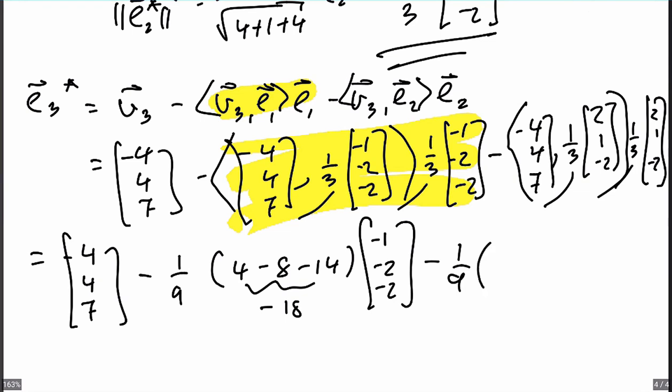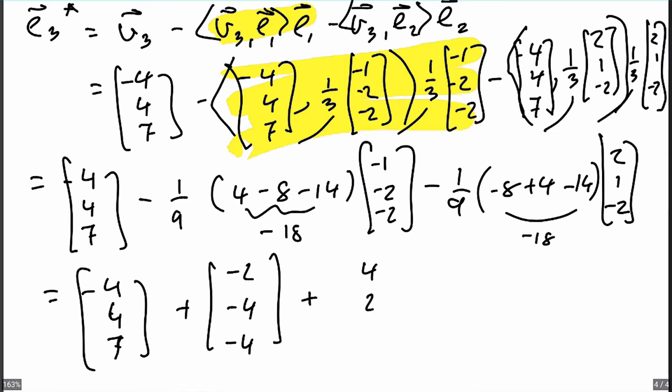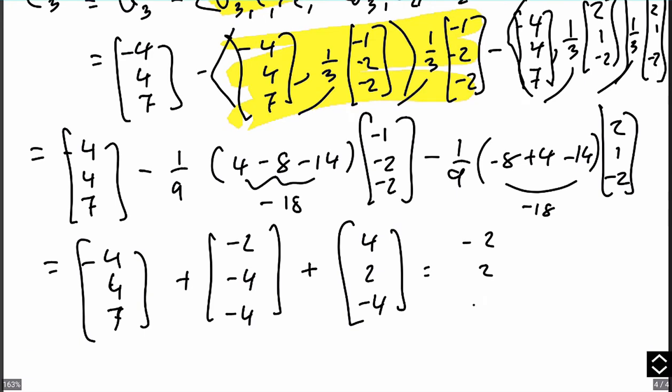And then the inner product of this vector with that vector, so this is minus 8 plus 4 minus 14, and the vector 2, 1, minus 2. So this is 2 plus 2. This is minus 2, minus 4, minus 4. And this is again minus 18. So again, this will be plus 2. So this will be 4, 2, minus 4. So altogether, this is minus 2, 2, minus 1. This is the unscaled version of E3, denoted by E3 star.